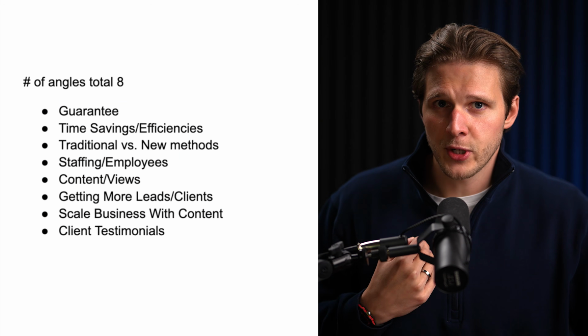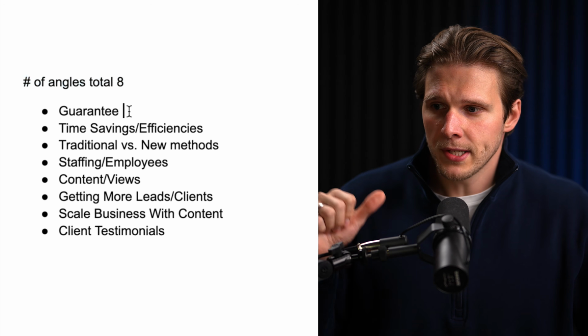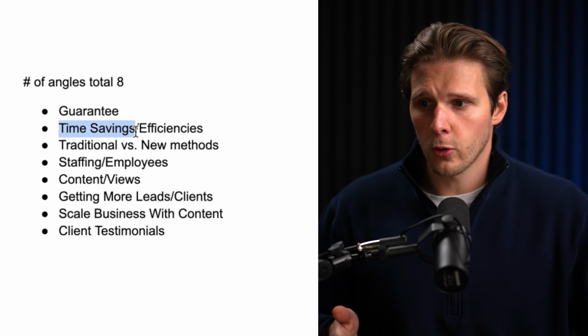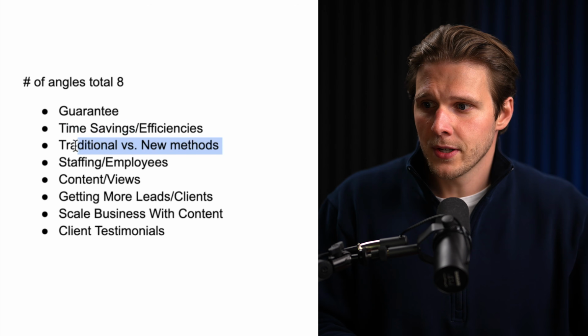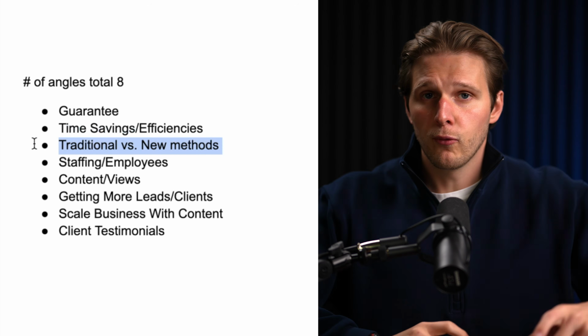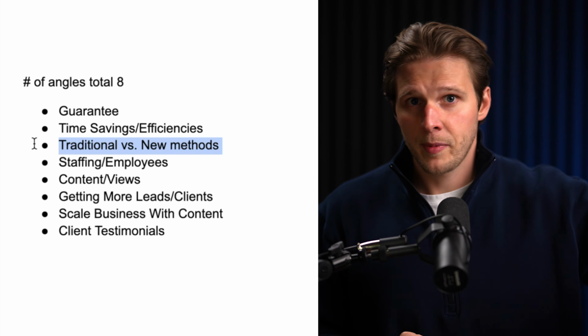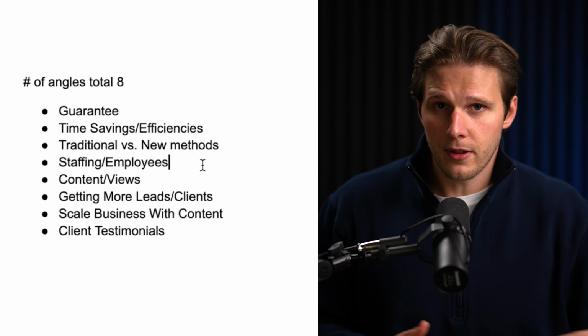And so we have a lot of different types of angles for our company. We have 8 in total that we ran in the month of August. One is leaning on our guarantee. One is leaning on time savings or efficiencies for people that already make content or want to advertise their business. This model is just more efficient. Another is potentially advertising the traditional versus new methods of media, contrasting us against legacy media like the newspaper or billboard ads or TV ads. Another one is staffing and training employees. It's another function of our business.